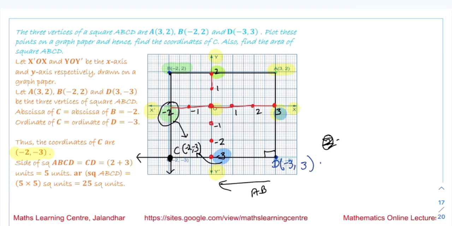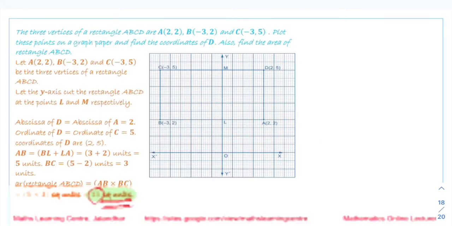So what we get is the area of the square is side square, so it is equal to 5 square, that is equal to 25. So area of this square is 25. So we have to find two things. One is the coordinates of the point C that we have calculated, and second we have to calculate the area. It is 25.